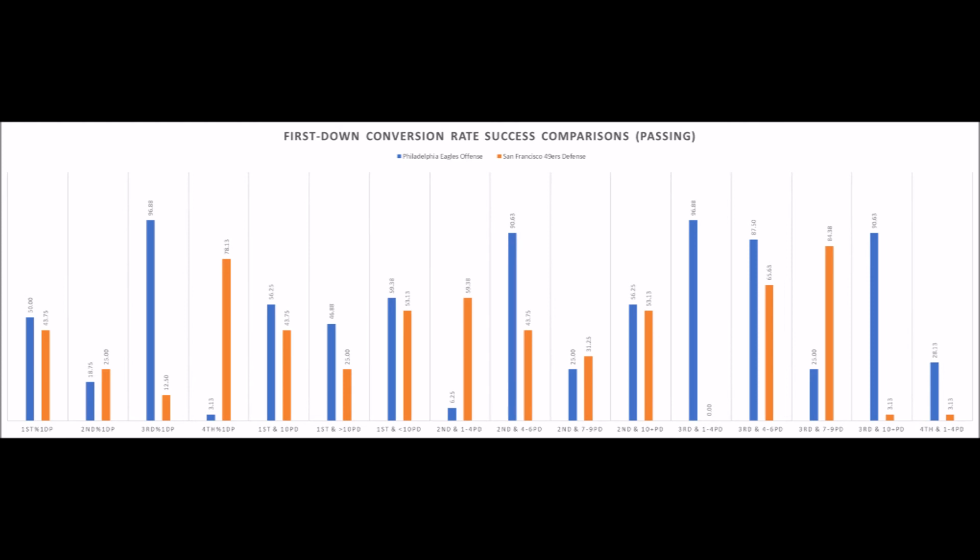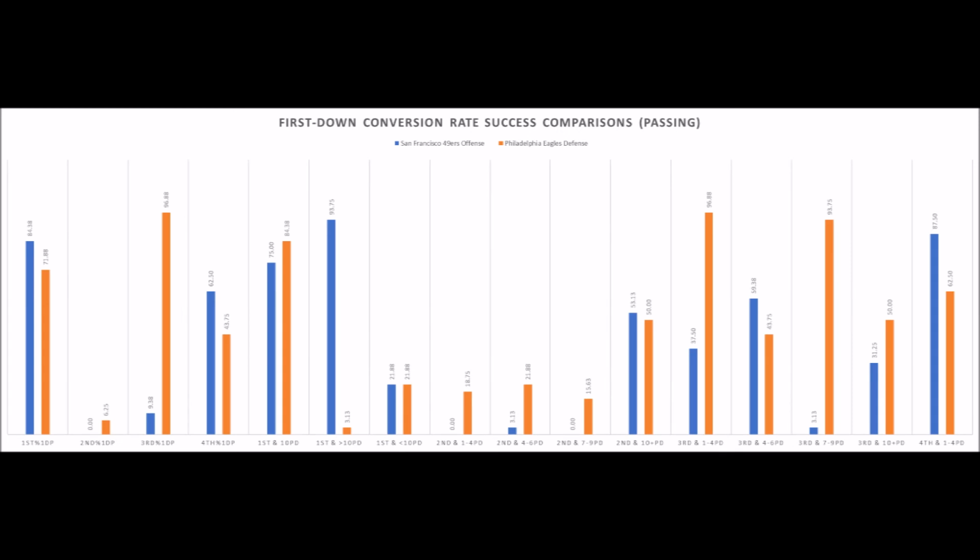Then, of course, you look at the passing downs for the 49ers versus the Eagles, and this pretty much favors the Eagles defense. The 49ers are only really successful on first down, in terms of creating first downs. But second down situations, third down situations, not so much. So that's definitely in the Eagles' favor.